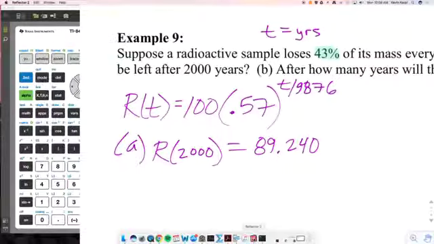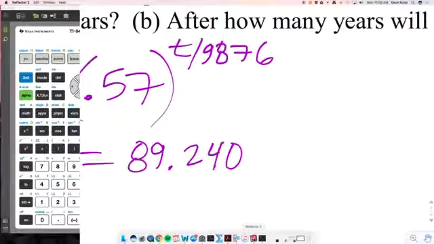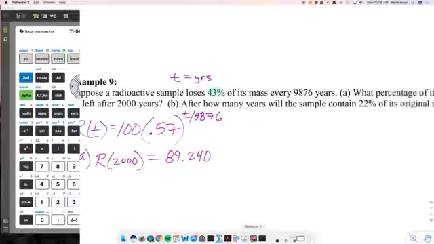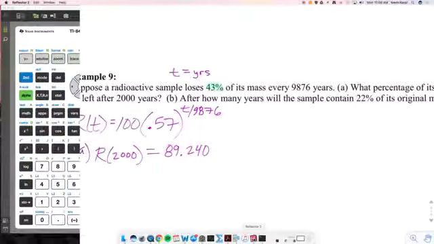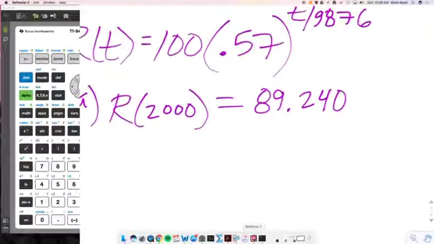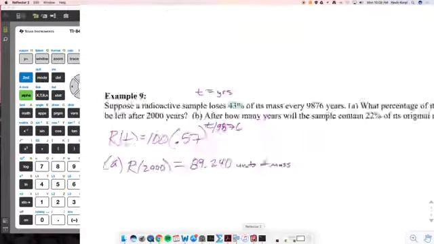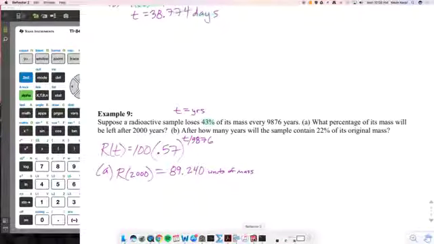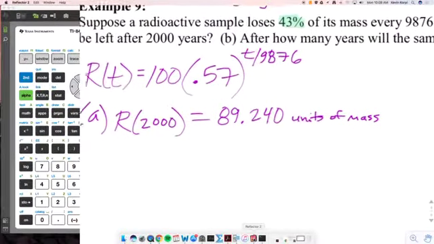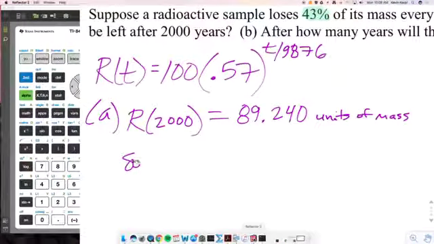And what would the units be? Well, the units on this would be grams or kilograms or pounds. We weren't really given any units of weight. But we haven't really answered the question yet either, have we? I'll just put units of mass here. The question said, what percentage of the mass will be left? So, blank percent is left.